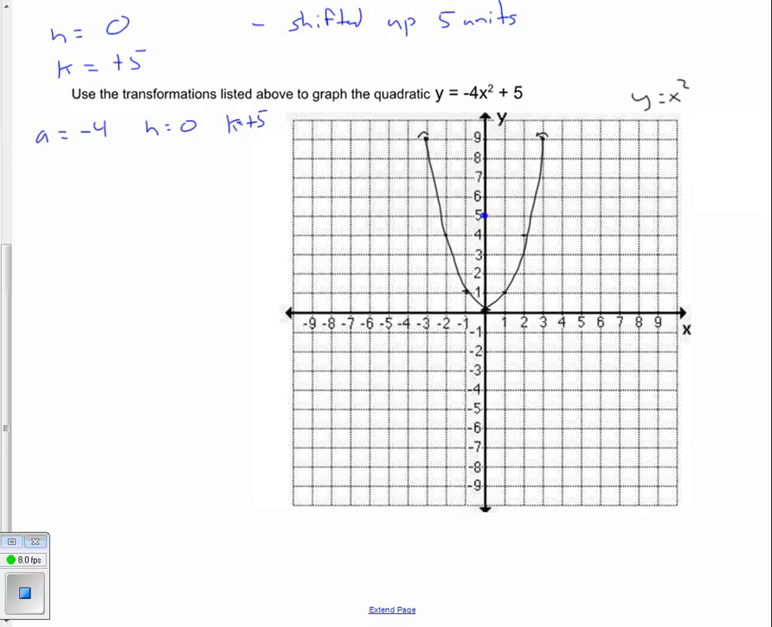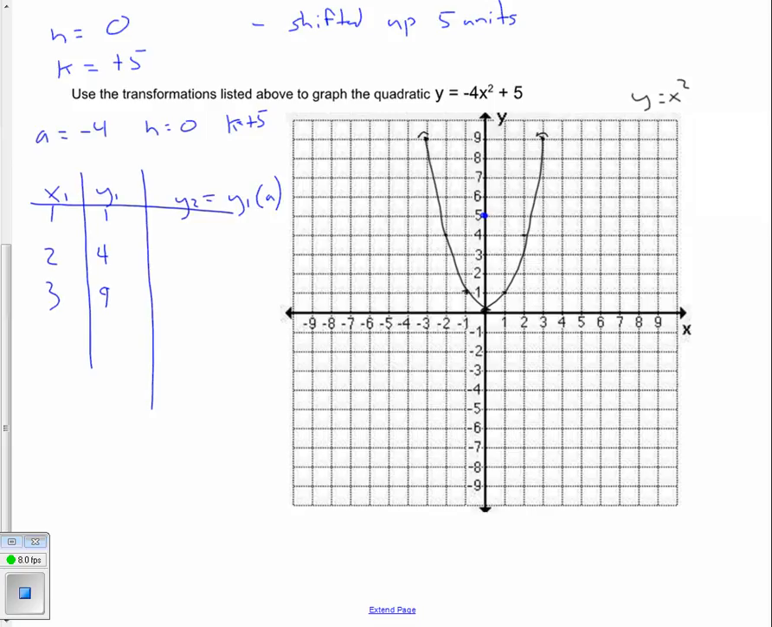Now we have to actually be able to graph this. In order to graph it, we have to figure out what step pattern we actually use. We've been using the step pattern quite a bit. We've got our x, our y1, and our y2 values. So let's do 3 steps. And we know that y1 would just be originally 1, 4, 9. And our y2 value is determined by y1 times the a value. So our a value is negative 4, so 1 times negative 4 is negative 4, 4 times negative 4 is negative 16, and 9 times negative 4 is negative 36.